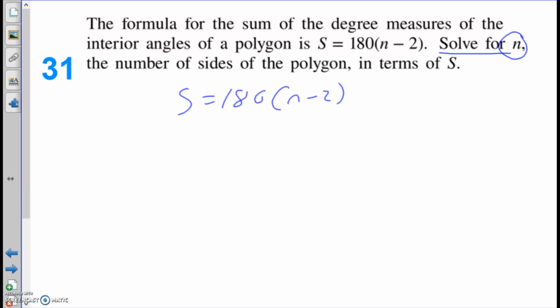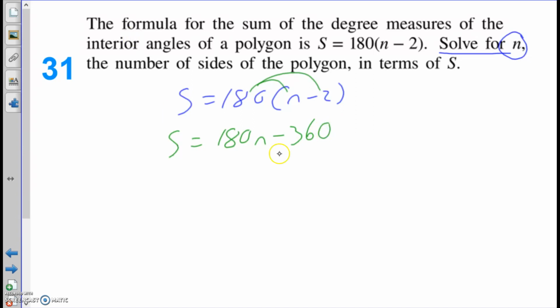There's a couple of things you could do. I think some people would get rid of the 180 to the other side right away, and some people would distribute the 180. It really doesn't matter. It will work both ways here. I think most people, when they see a number in front of parentheses, their first thought is distribution, and that's not a bad thought here. So let me go with that. So S equals 180 times n, and 180 times negative 2 is 360.